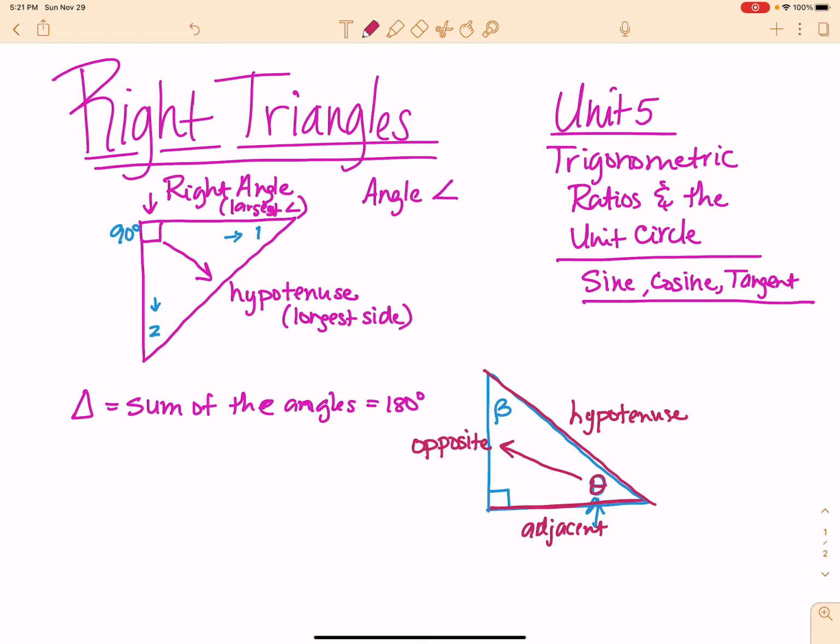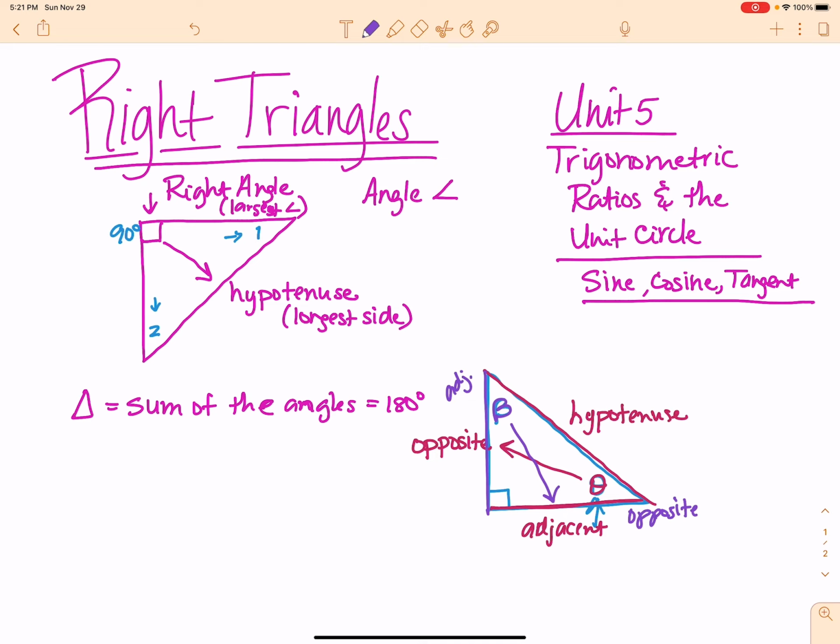When I'm dealing with angle beta now, this side is beta's adjacent side, and the side over here is its opposite. So depending on the perspective of the angle from which you're starting, the side that's opposite and the side that is adjacent will be different. It is all in relation to its positioning from the angle. Am I looking at the side right next to it, or am I looking at the side across from it?